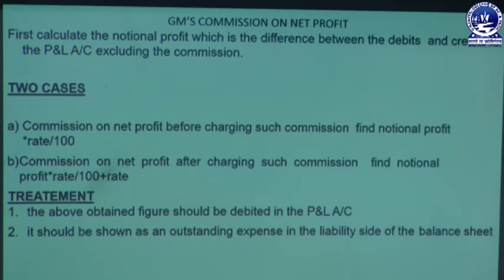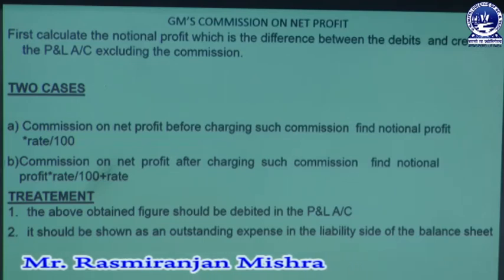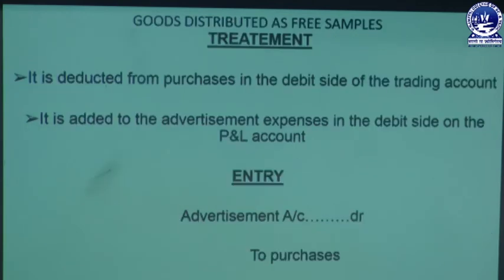How it should be treated? First treatment, the above amount which is obtained in either case, that should be debited to profit and loss account, because it is one type of expenses for the business. So business must have to shown it on the debit side of a profit and loss account. The second treatment, it should be shown as an outstanding expenses on the liability side of the balance sheet.